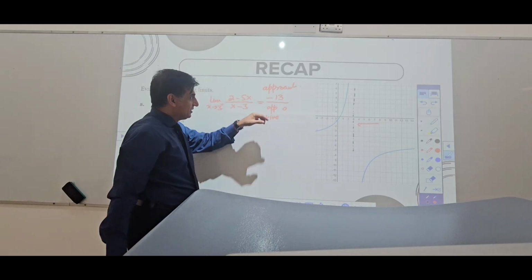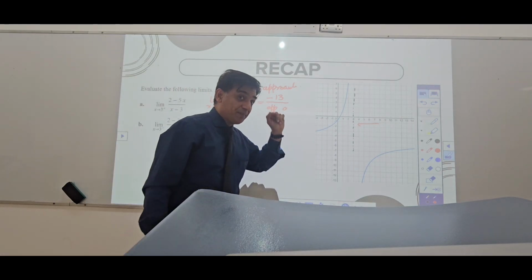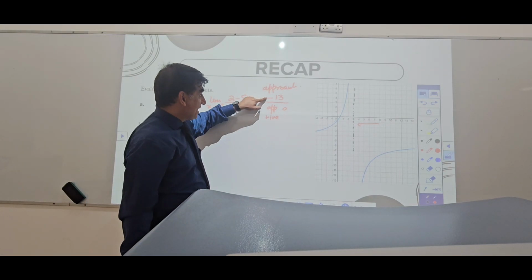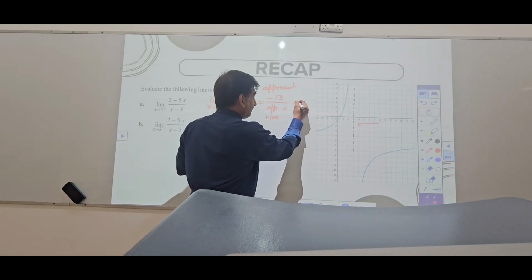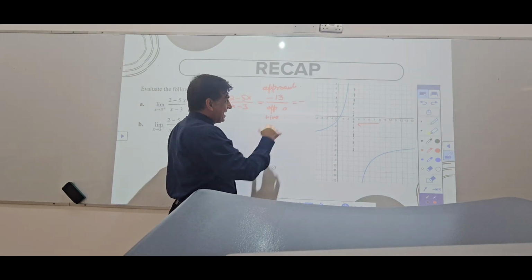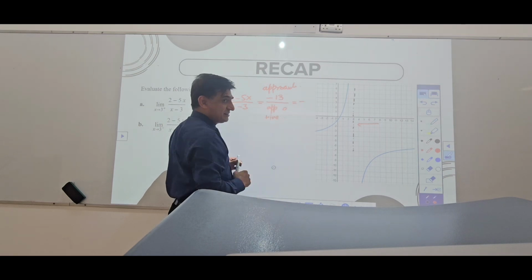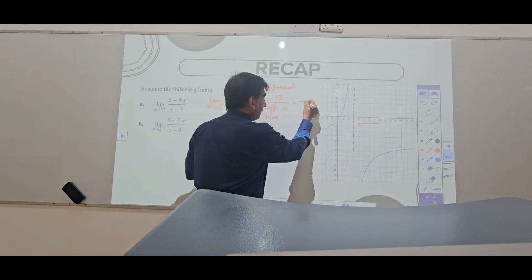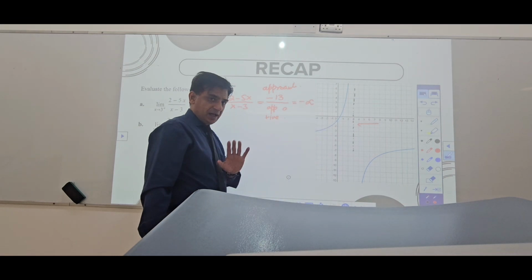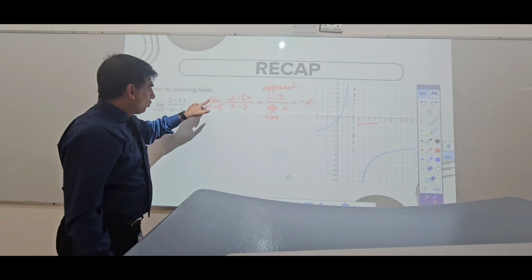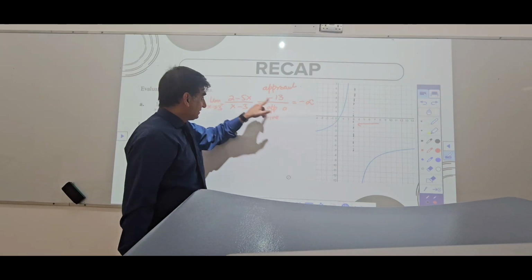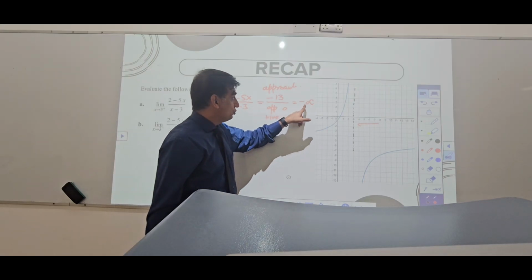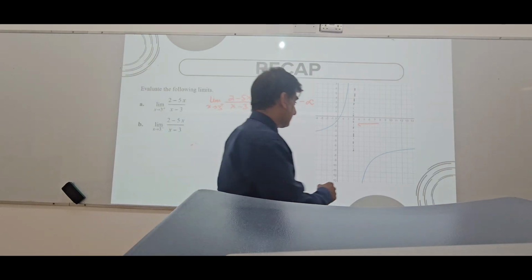Okay, now look at this. Use your basic algebra knowledge. Negative divided by positive gives you negative. Anything divided by 0 gives you infinity, undefined. So that means when x approaches 3 from the positive side, this function is going to approach negative infinity. And you can see it here.